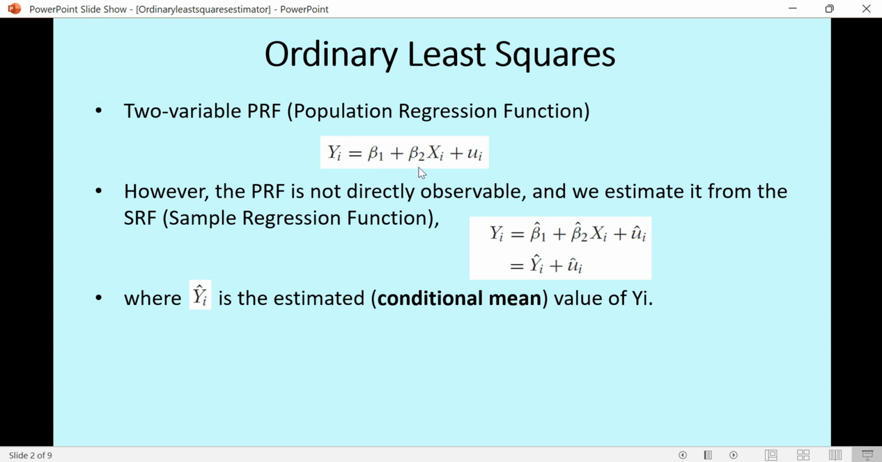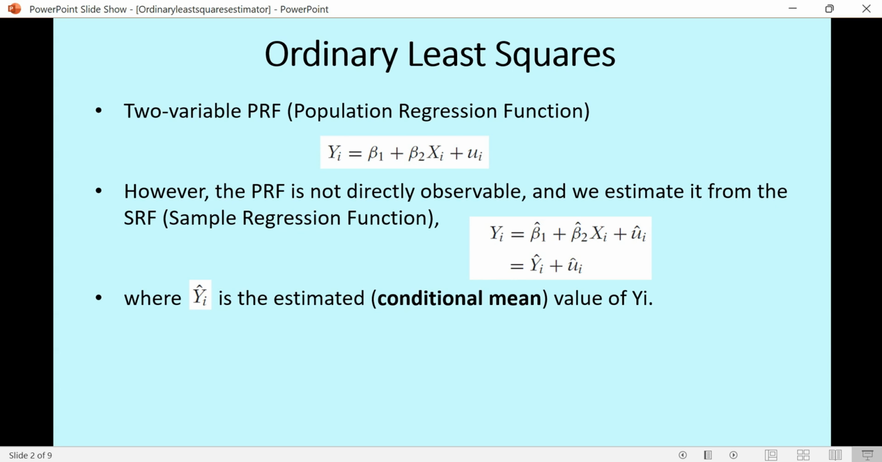But we do not know the real values of beta 1 and beta 2. Beta 1 is the intercept and beta 2 is the slope. So what we can do is estimate these two parameters from the sample. This is called the sample regression function: yi equals beta 1 hat plus beta 2 hat times xi plus ui hat. We use a hat because these two values are estimated from the sample. A different sample will give different values of beta 1 and beta 2. So this is the estimation.